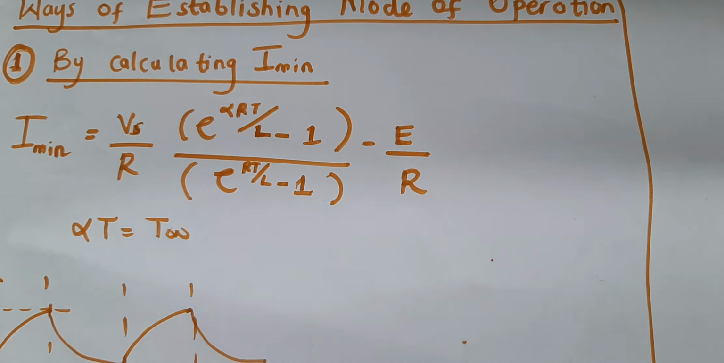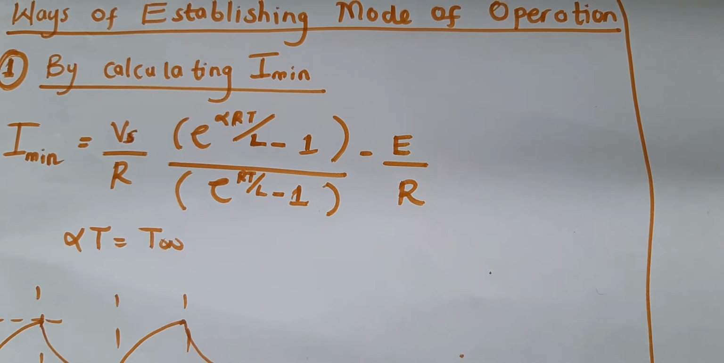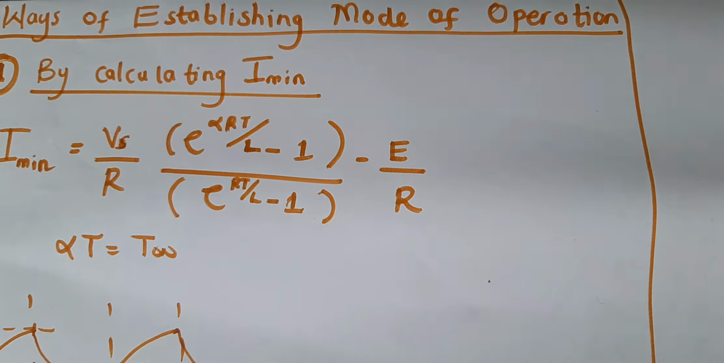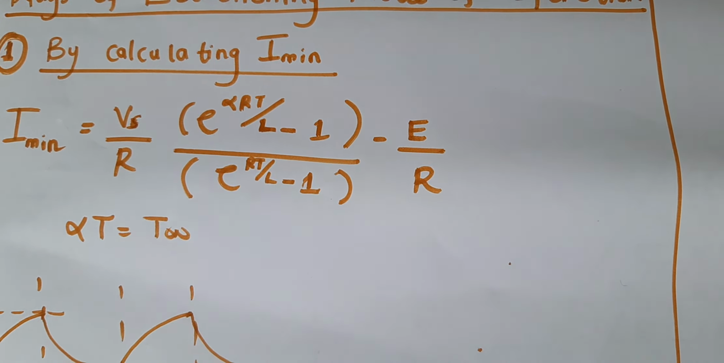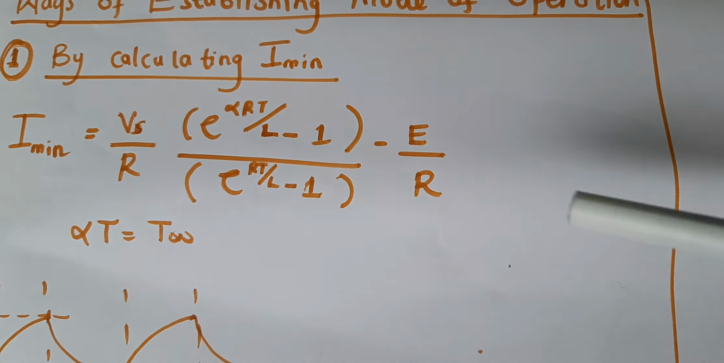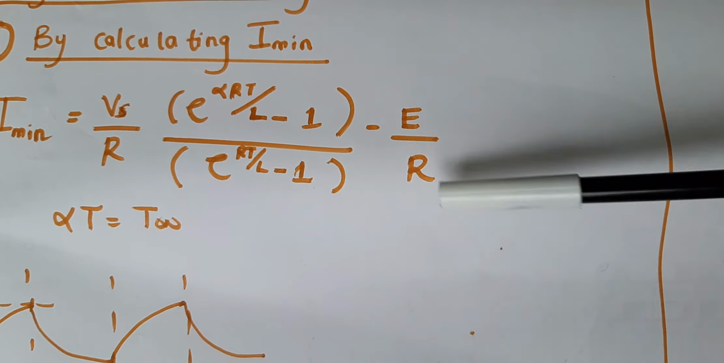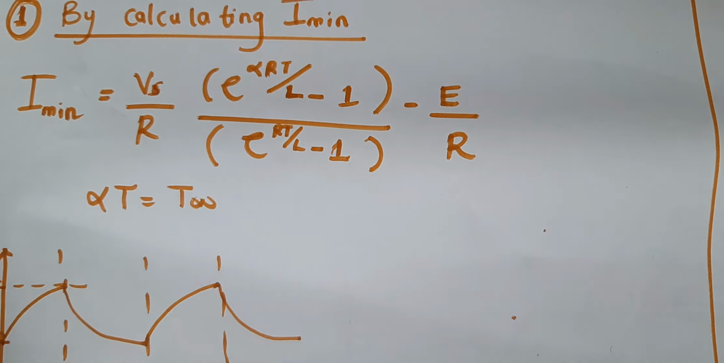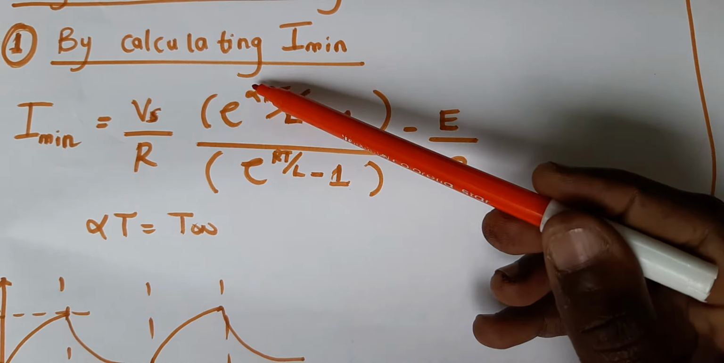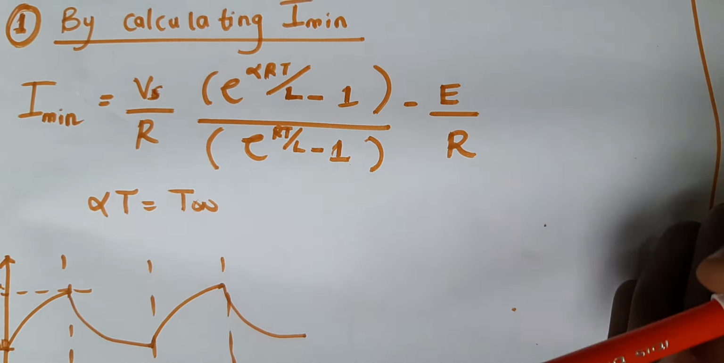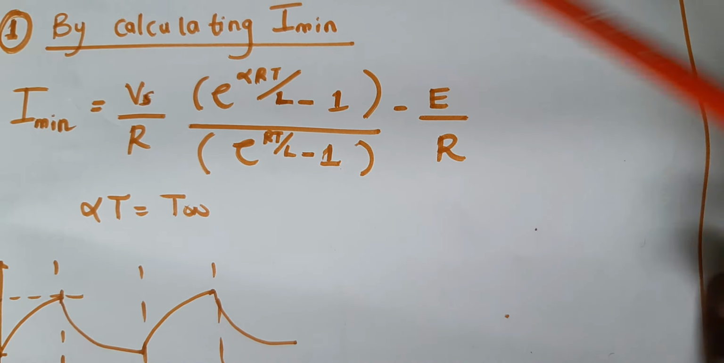So the first method, as we discussed in the previous video, is by calculating the minimum current, that is I min. And the formula for I min does not change, the one that we derived in the previous tutorials, and is given as follows. So this is the equation for I min, where alpha T is nothing but T on. This alpha T you can replace here with T on, but leaving the equation like this is just okay.